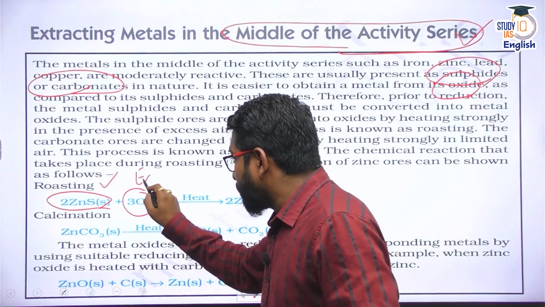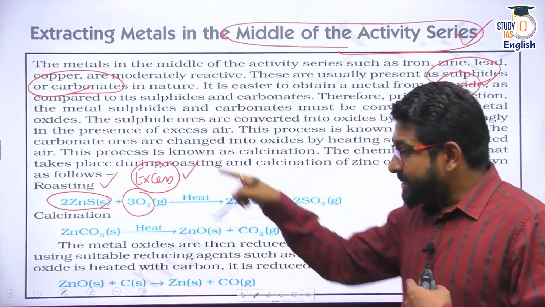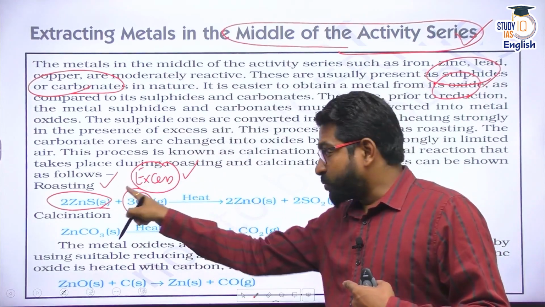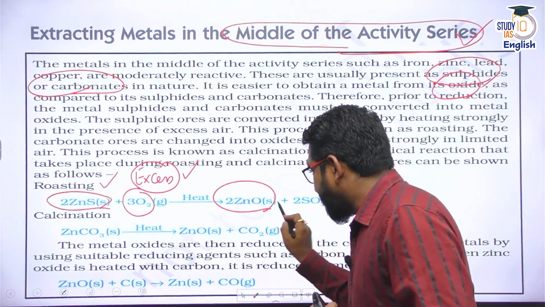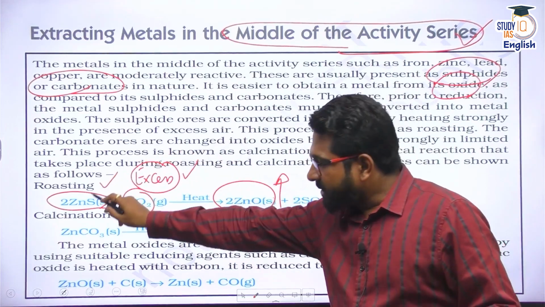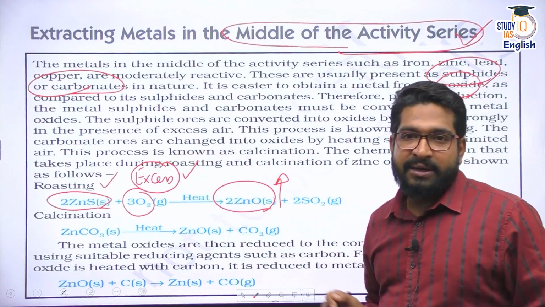Please remember, roasting includes excess use of oxygen because I need zinc to react with oxygen so that this sulfur is expelled out. So I get zinc oxide first. By roasting, I convert a sulfide ore into the oxide of that particular metal.